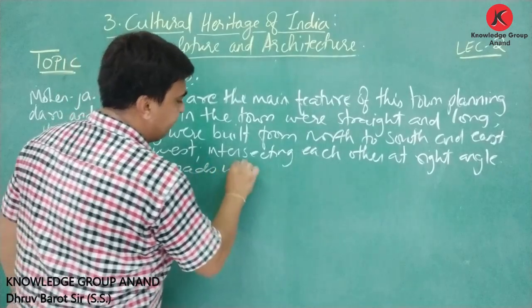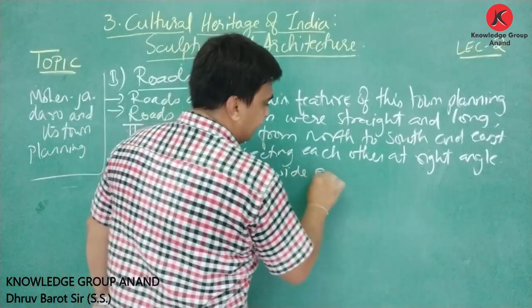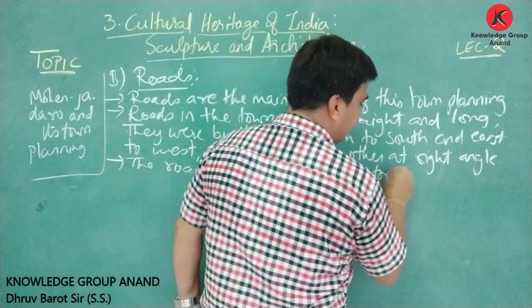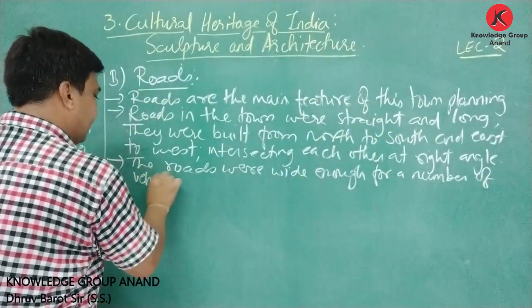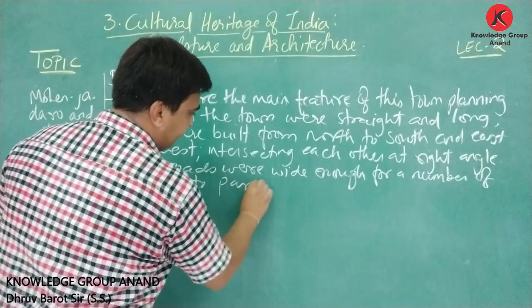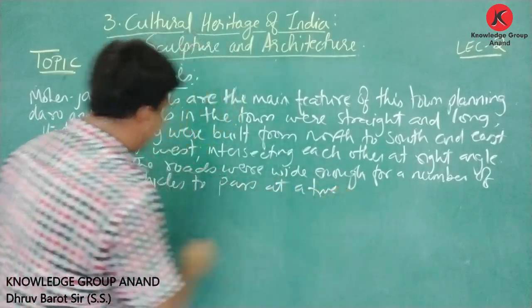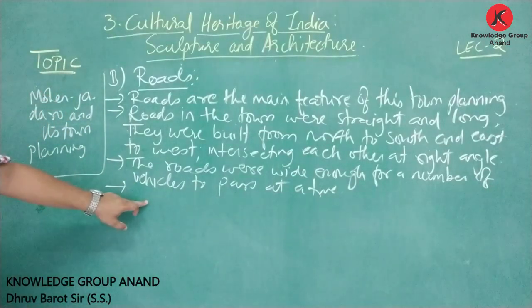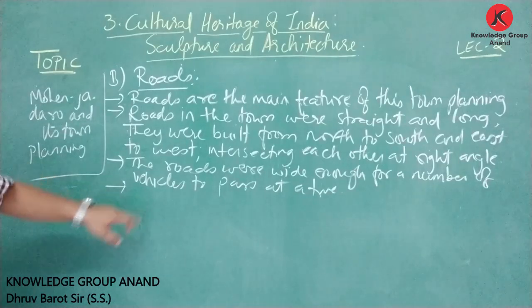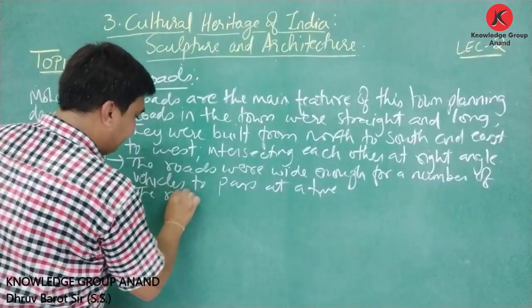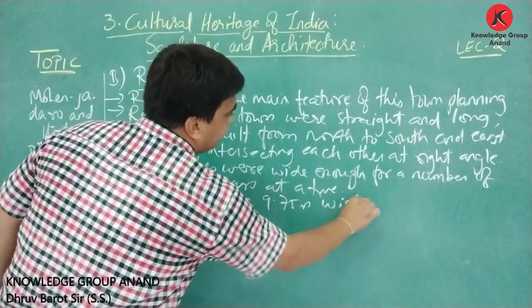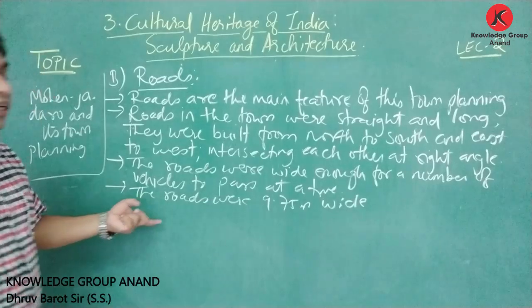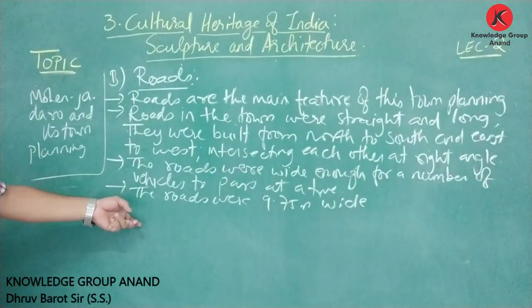The roads were wide enough for a number of vehicles to pass at a time. If we talk about the width, the roads were 9.75 meters wide.